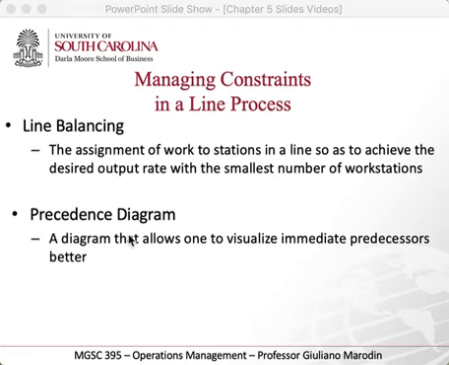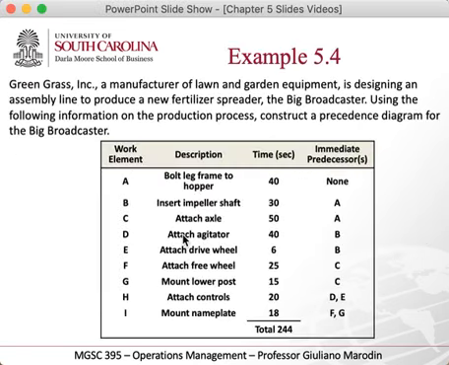And you have a concept called the precedence diagram that we're going to learn about, and we're going to use it again in chapter number 7, so it's going to stick with us a little bit, showing the immediate predecessor. Okay, so let's look at this example. We have Greengrass that manufactures lawn and garden equipment. They're designing their assembly line for fertilizer, the big broadcaster. We have the information of the steps and the description. We don't know how many workstations or how many process steps we're going to have. That's what we need to find out.